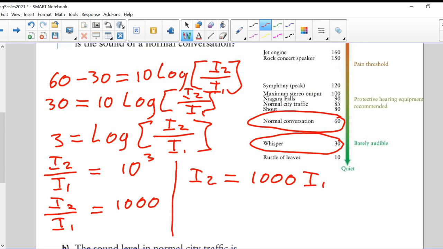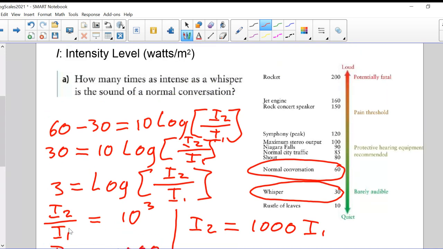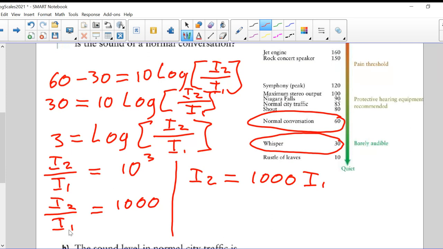So to answer the question, how many times more intense than a whisper is the sound of a normal conversation? Normal conversation is the I2. So in terms of its intensity, in watts per meter squared, it is actually 1,000 times more. Now that sounds like a huge number, which it is. You're thinking it was just a difference between 60 and 30. That doesn't sound like much. That sounds like it's about twice as much, but that's not considering that it's a log scale.